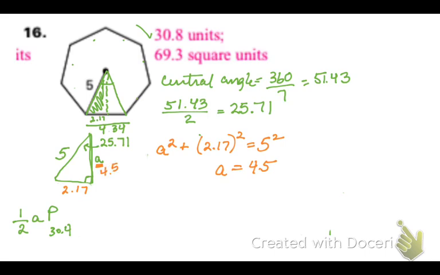So my 1/2 AP is equal to 1/2 times 4.5 times my perimeter, which is 30.4. You multiply all that together, and I come up with 68.47. And that is good for that. Okay?